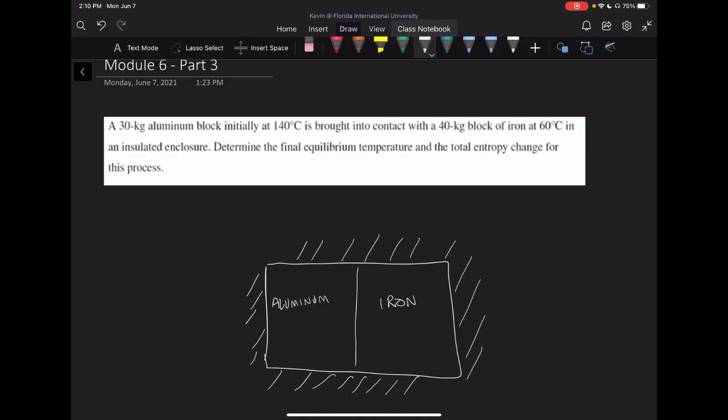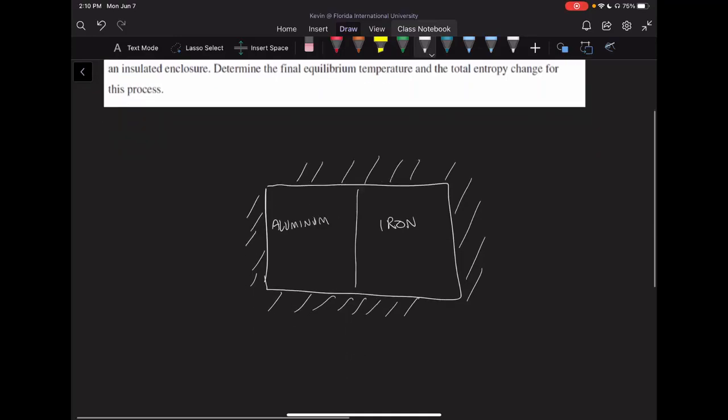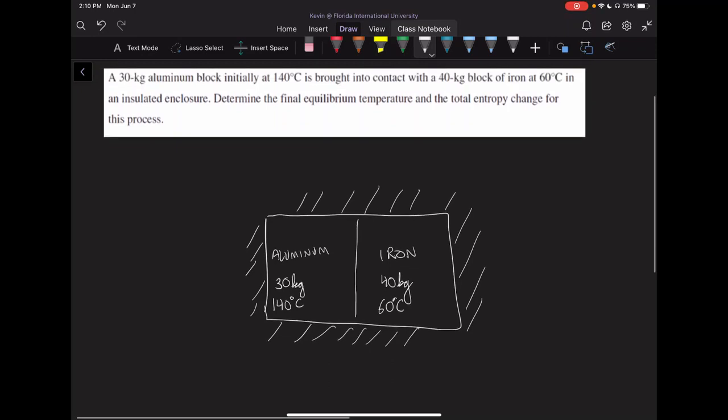Okay, and we're given that we have a 30 kilogram aluminum block, so we have 30 kilograms of aluminum, and we're told that it's initially at 140 degrees Celsius. And for iron, we have a 40 kilogram block with a temperature of 60 degrees Celsius. And they come into contact, and we're supposed to find the final equilibrium temperature. So to find T equilibrium, we know what to do.